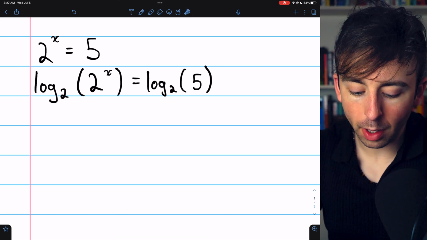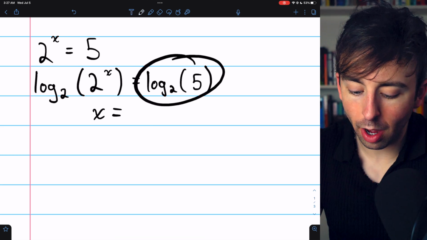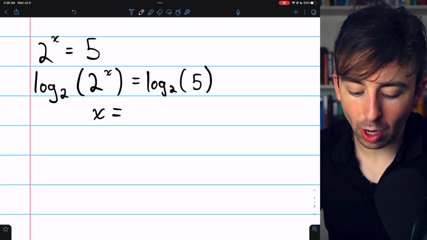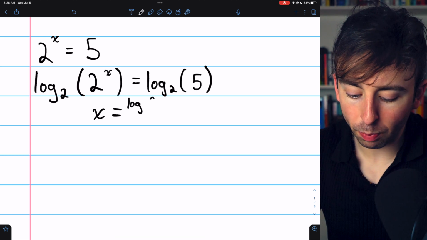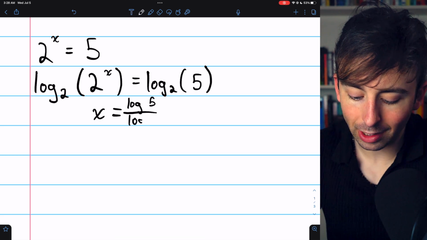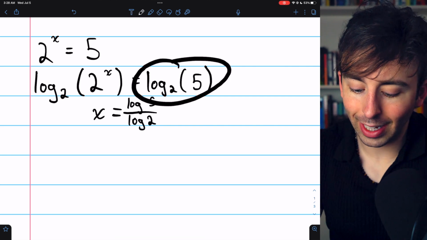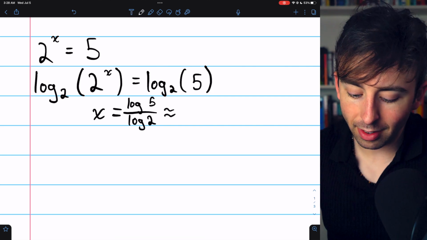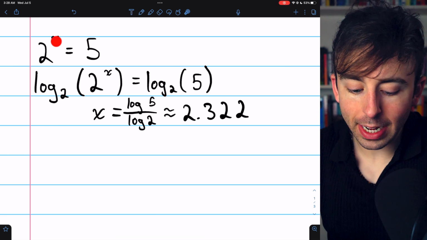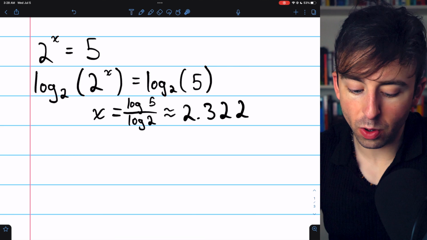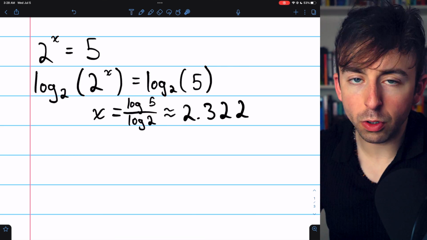Now, log base 2 of 2 to the power of x, of course, is just x. And log base 2 of 5, we can calculate using the change of base formula on a calculator. So if we want to put this into a calculator, we'll just put log 5 divided by log 2. That's how, with a calculator that uses log base 10, we can calculate the log of 5 base 2. And this is approximately 2.322. Again, we have the variable in the exponent, so we just take the log using whatever the base is, and then use the change of base formula. We find the answer is about 2.322.